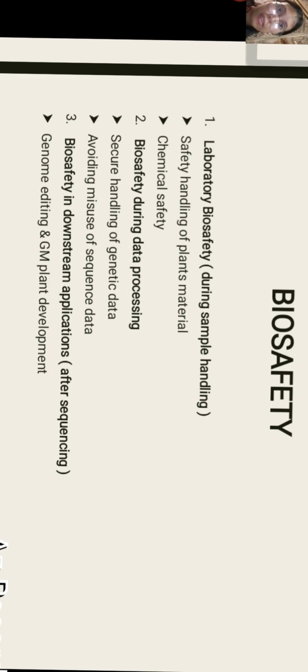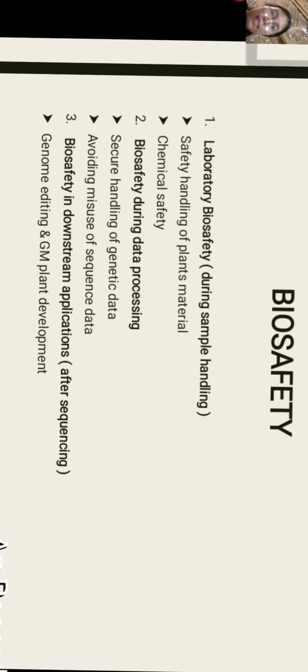Under biosafety during data processing, we have the secure handling of genetic data. Keep DNA and genome information safe and only allow authorized people to access it. Why it matters? Because genetic data can reveal personal or sensitive information. Unauthorized access can harm individuals, farmers, or communities, so keep DNA info private.